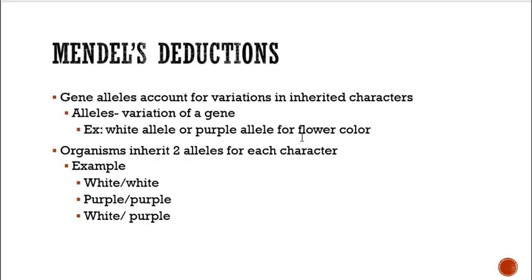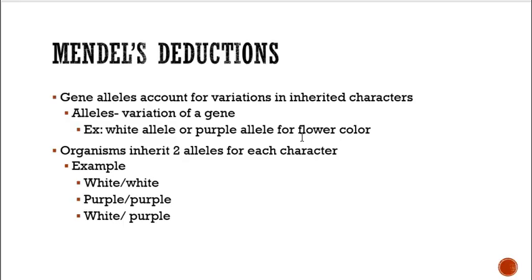All right, so once again, an allele is simply a variation in a gene. So we have white alleles and we have purple alleles. And we know that every organism will inherit 2 alleles for each character. Why 2 alleles? Well, every individual has 2 parents.